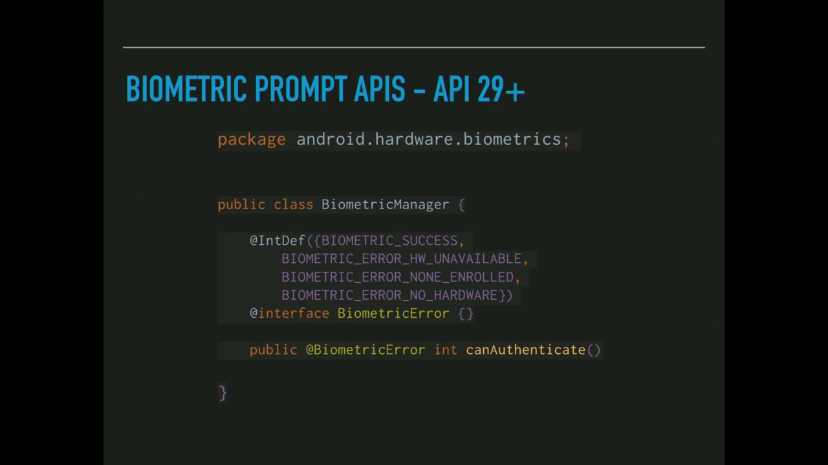The downside to this API is that it's only available on 29 plus. So BiometricPrompt came along in 28, but this API only came along in 29. So there's really not a good way, in certain combinations of biometrics, to check whether or not the user is really enrolled and set up for biometrics.